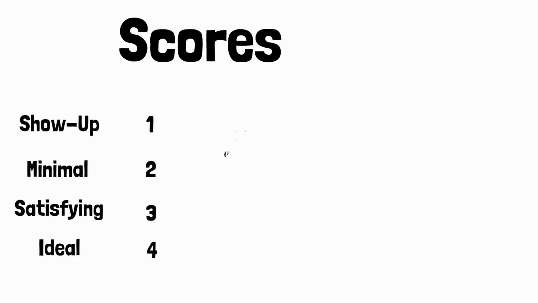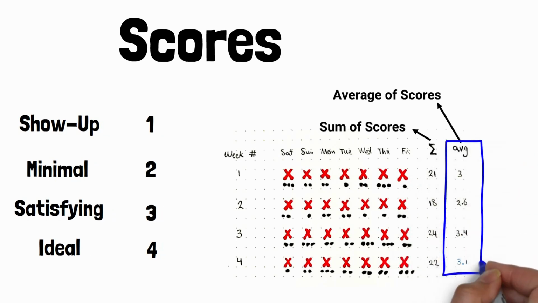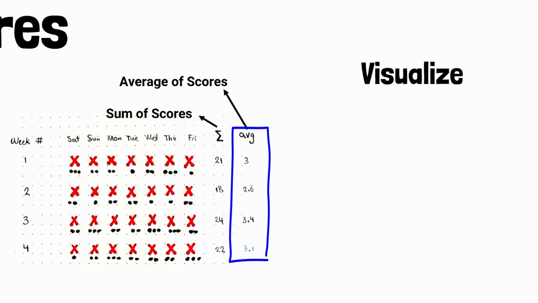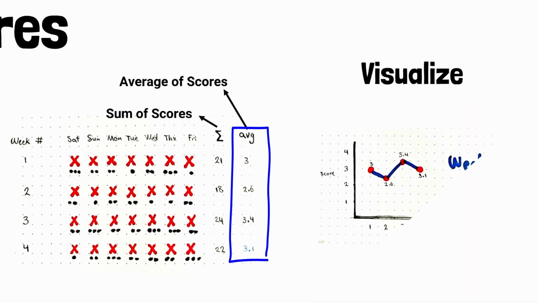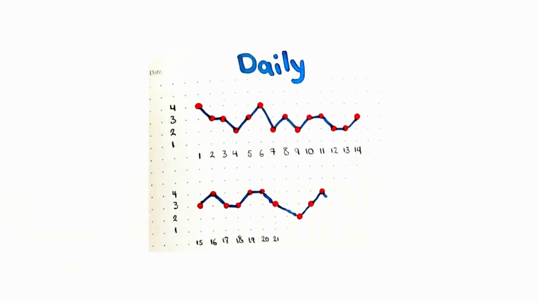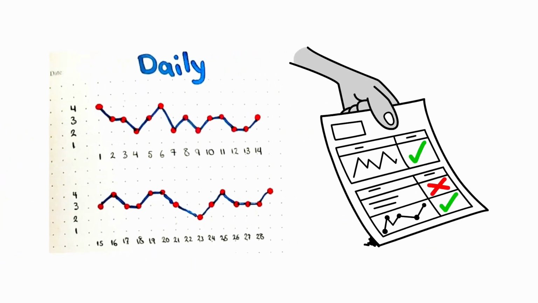Using these scores, you need to calculate the average score for each week and write it down in its corresponding column. And if you want to visualize your scores throughout different weeks, you can plot a chart like this which shows your mid-range progress. You can do the same and plot a daily chart, but daily charts are very short term and you may not learn something useful or recognize a useful pattern from it.